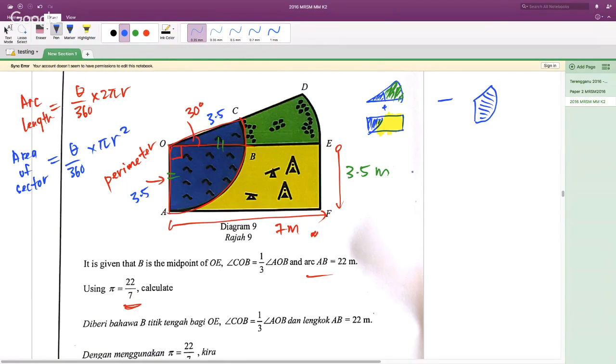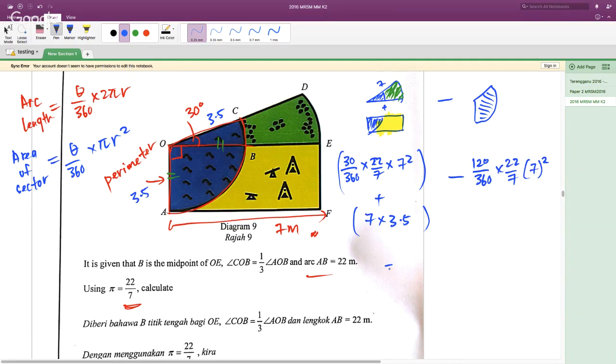Let me find the total area since we know the information. The sector on the top is quite easy to find. I will say it's 30 over 360 multiply with pi, and pi is 22 over 7. R for this big sector should be 7, so 7 square. Plus the rectangle, everyone knows how to find a rectangle, 7 multiply 3.5. Then from both of the answers, I will minus the swimming pool, which will be 120 over 360 multiply pi r squared, where R is 7 square. Then I can get the final answer.